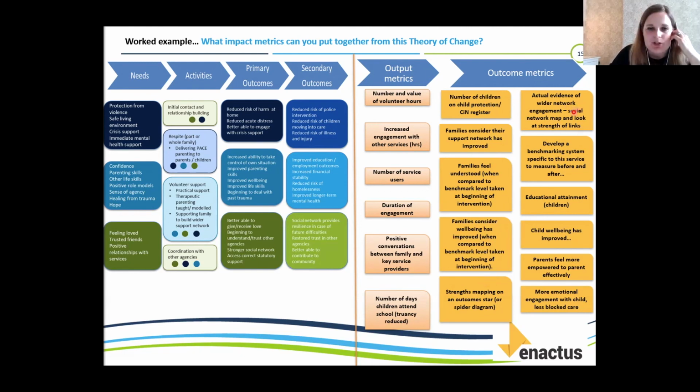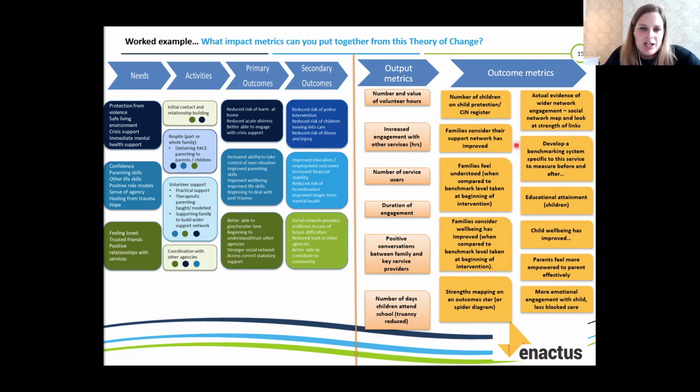Then we can build a social network map. Again, a few of you were talking about this. We can develop a specific benchmarking system for this service. That would pick up on all these other ways we're saying we'd use a scale of 0 to 5 to measure well-being, that kind of thing.